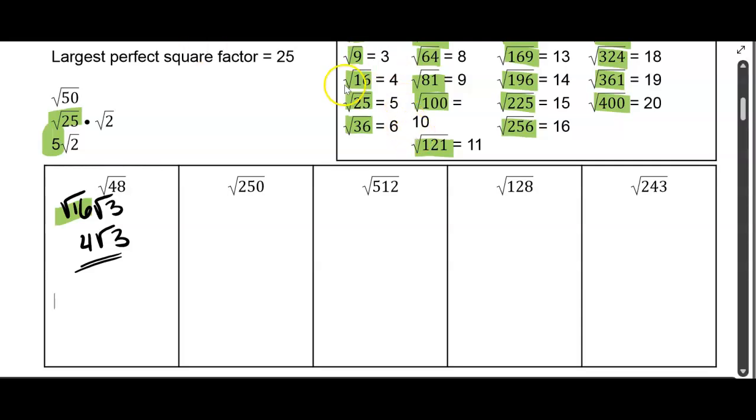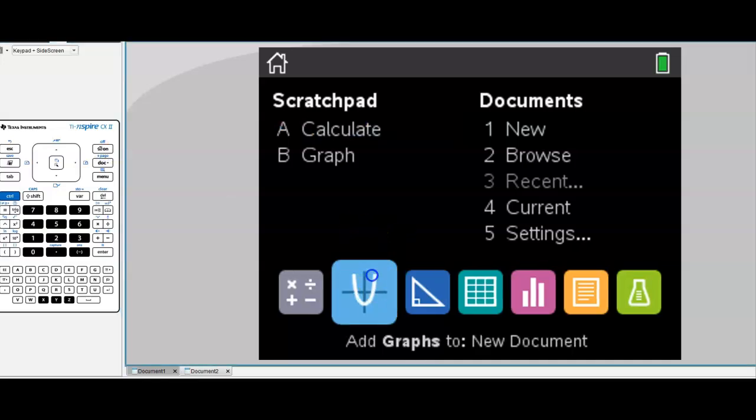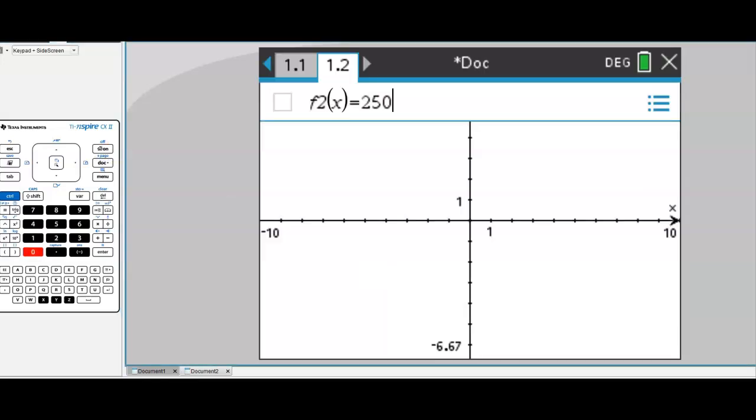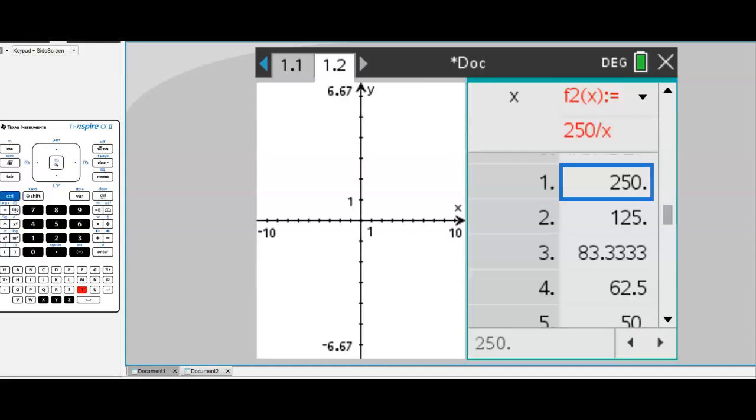Now for 250, 250 is a larger number, so we're going to use our calculator to get our factor list again. So we're going to go down here. I'm going to make a new calculator page. And same thing as before, 250 divided by x. We'll always divide by x. Press enter. You don't see anything, but that's okay because we don't want the graph. Control T, we want the table to give us our factor list. So I have 1 and 250, 2 and 125.